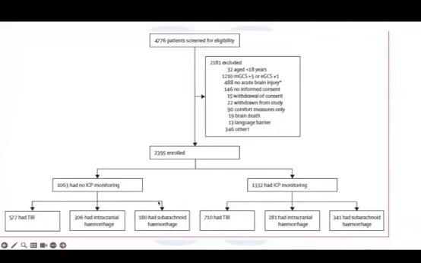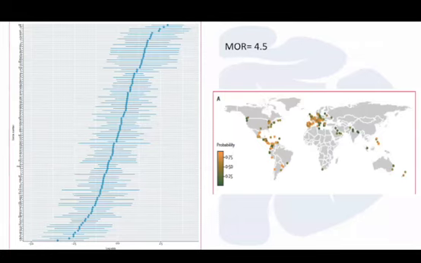This is the first message from the study: still, despite a lot of research on this, there is a huge variability across centers regarding the use of intracranial pressure monitoring. This is a caterpillar plot that you probably have seen in different studies. Each one of these dots is a country, and this is the mean odds ratio. This graph means that for the same patients, with the same age and the same severity of brain injury, there is a 4.5-fold difference in the risk of having an ICP monitor placed or not. This means that it really depends on clinical practice.